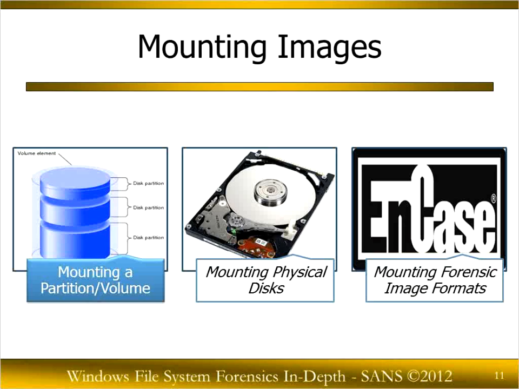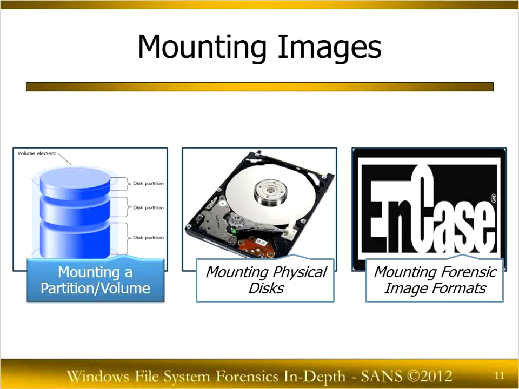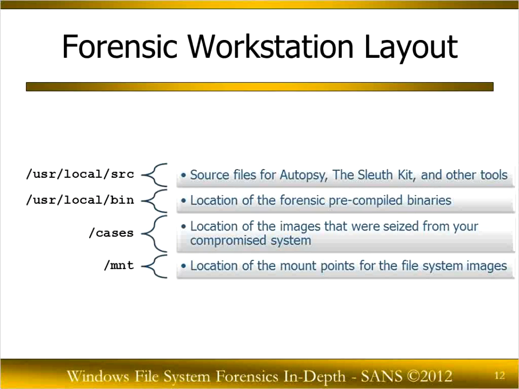So typically, one of the things that you'll want to do is when you first gather your images, you want to be able to mount them within the SIFT Workstation, and there are multiple different ways to do this. When you're mounting, you can mount a partition or volume, you can mount a physical disk, or you can mount any of the forensic image formats that are out there. And when you mount them, typically you'll mount them into a directory called cases, in the mnt directory. And I'll do a quick demo here to show you that, being able to access and mount multiple disk image formats that are out there.